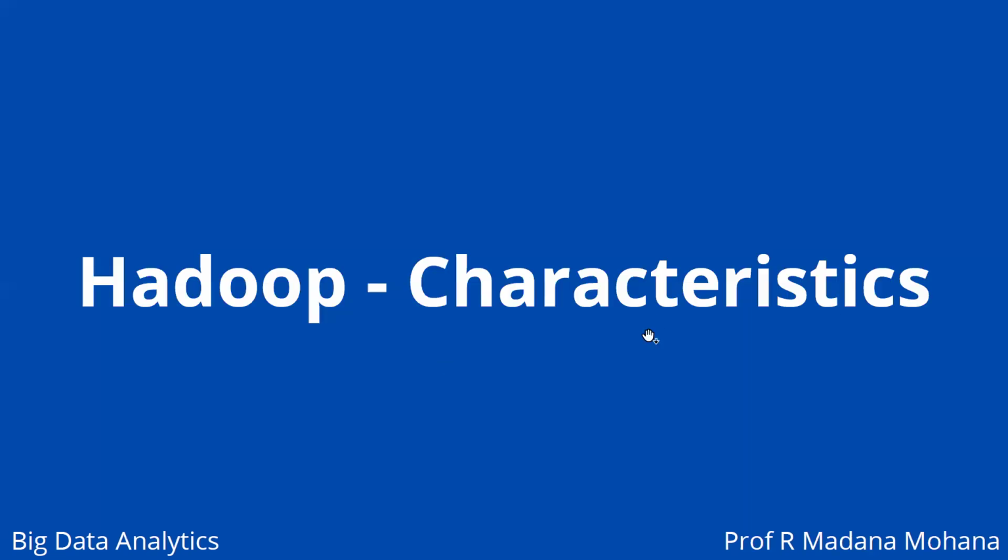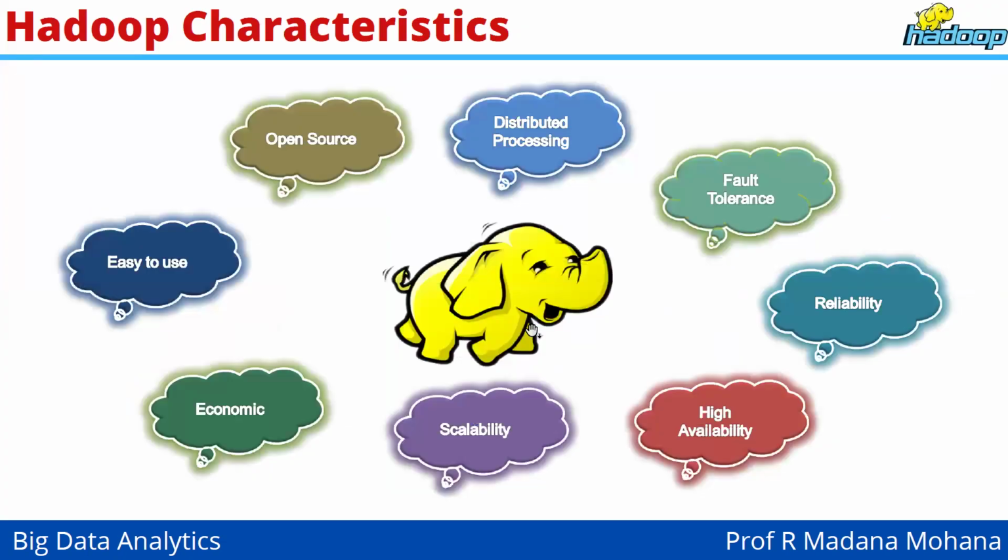Then coming to Hadoop characteristics. So Hadoop majorly has the following characteristics. Let us see here. It is open source, which allows distributed processing, having fault tolerance, then highly reliable, highly available, then highly scalable. It is economic and it is easy to use. These are the major characteristics of Hadoop. Let us see a little bit more about all this.